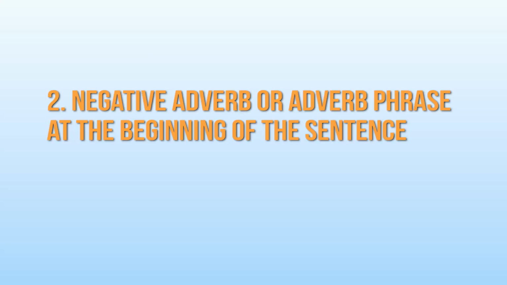So the first way that we use inversion, technically it's the second way, right? But the second way that we use inversion is when we use a negative adverb or a negative adverb phrase, and we put it at the beginning of the sentence. Usually we do that for emphasis. We want to emphasize that negative thing. And I don't always have to use a negative word. As long as there's a negative meaning, we use inversion, as long as it's at the beginning of the sentence.